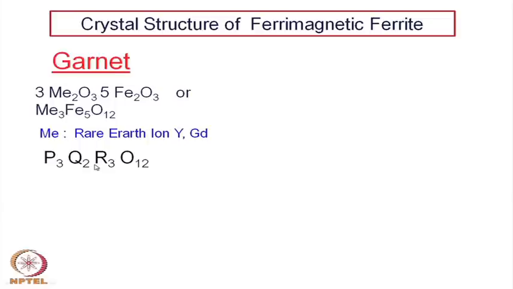In this case also there are a large number of oxygen ions compared to the 4 oxygen ions there. We have 12 oxygen ions here in the formula, and again it forms a cubic closed packed structure, though it is not exactly a closed packed structure, but has cubic symmetry. So, there are 3 different kinds of interstitial sites. Earlier you have seen there are 2 interstitial sites, one is tetrahedral and the other octahedral.